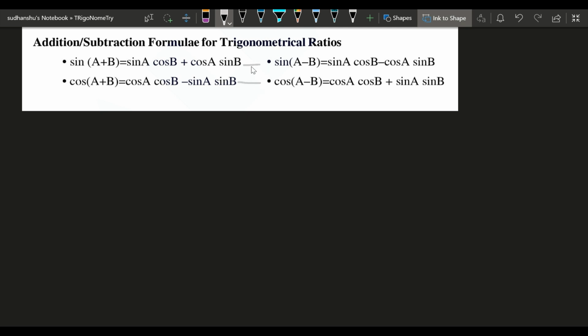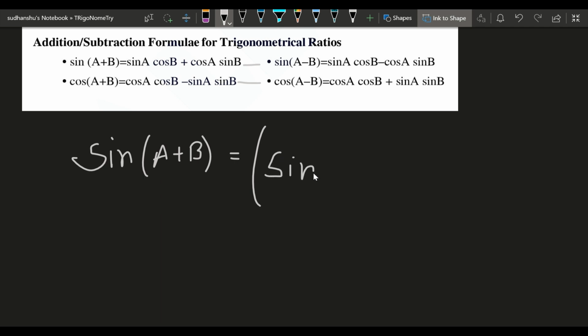Okay, see, the thing is, this sin(A+B), these are angle formulas. So in this we take two angles in sine and we try to find out what will be the value of it. Because it's very difficult to find out the value of, let's say, sine 30 degrees or cos 30 degrees, what is the value of sine 15 degrees, or let's say 105 degrees. Let's say I'll give you sine 105.